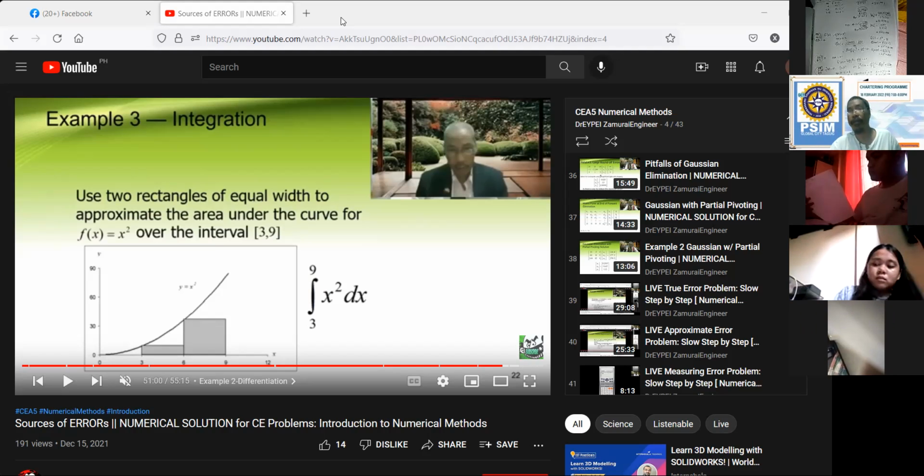But the required answer is this one. So take note of the error. Can you see my right hand? The answer is supposed to be 234, but our answer is 135. So we have a 99 error. If you subtract, our error is 99. So let us go on. We are just being asked this question. The actual value is 234 and our answer is 135. Therefore, the error is 99. Our answers are correct.